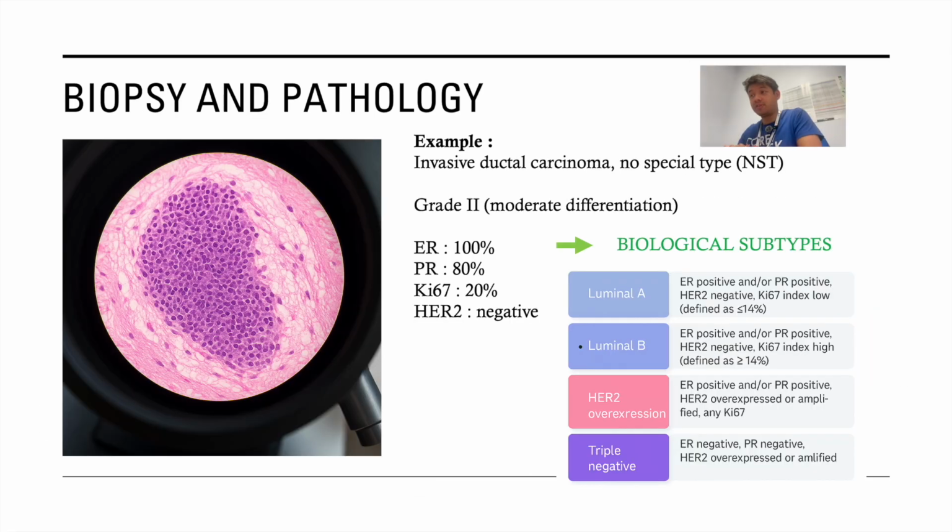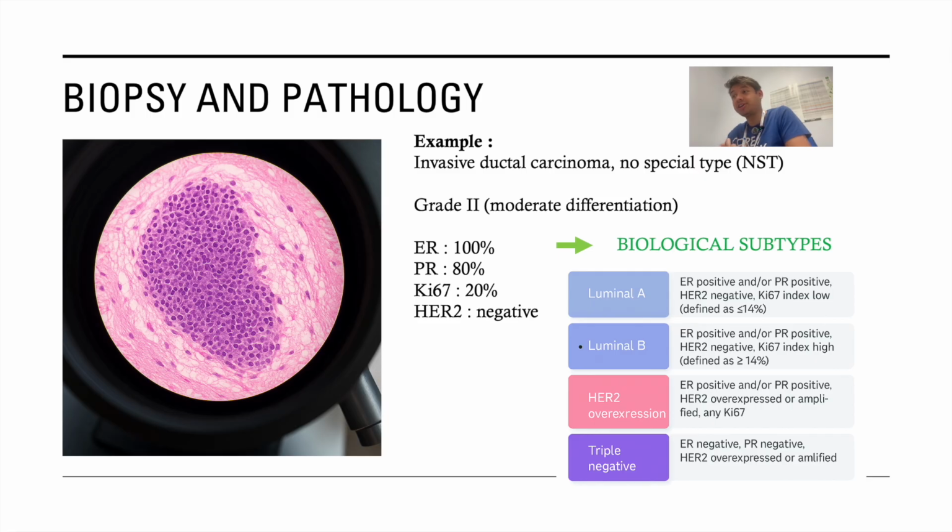Here is an example of a pathology report you might receive after a biopsy. This one shows an invasive ductal carcinoma, no special type, also known as NST. It's a grade 2 tumor, meaning it has moderate differentiation. We also see the main biological markers: estrogen receptors, progesterone receptors, Ki67, and HER2, negative in this case.